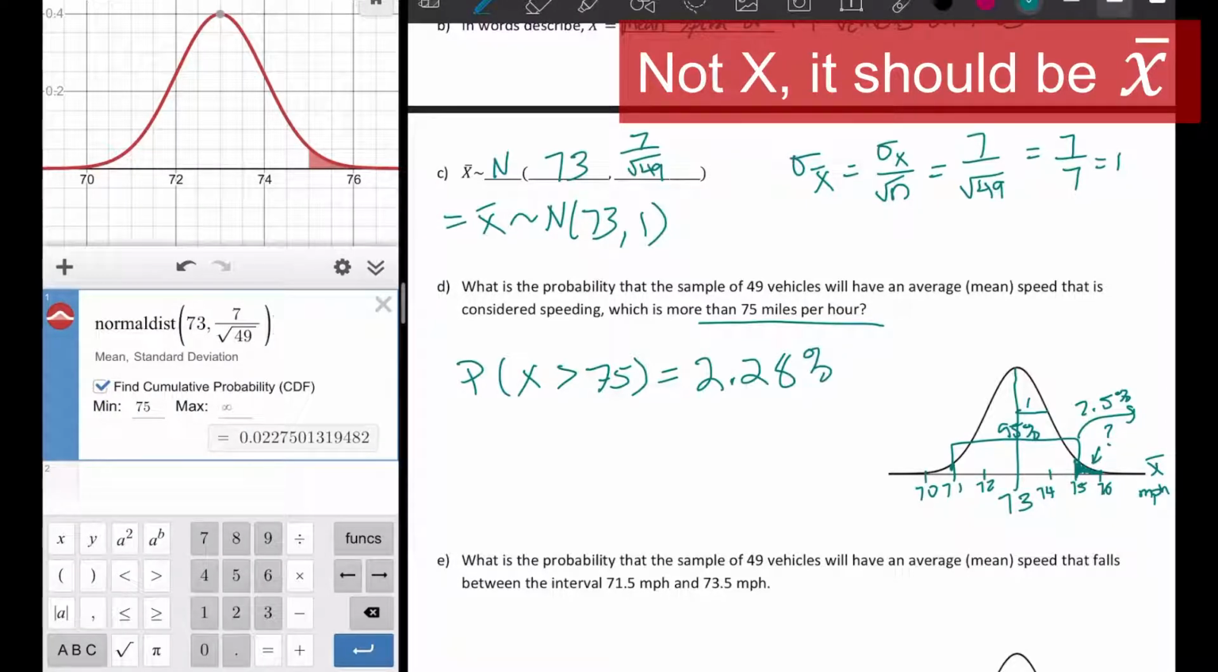2.28%, or as a decimal, that was 0.02275. So decimals, percents, whatever. Let me make that percent symbol a little bit nicer looking. There we go. All right, so that answers that question. All right, let's move on.